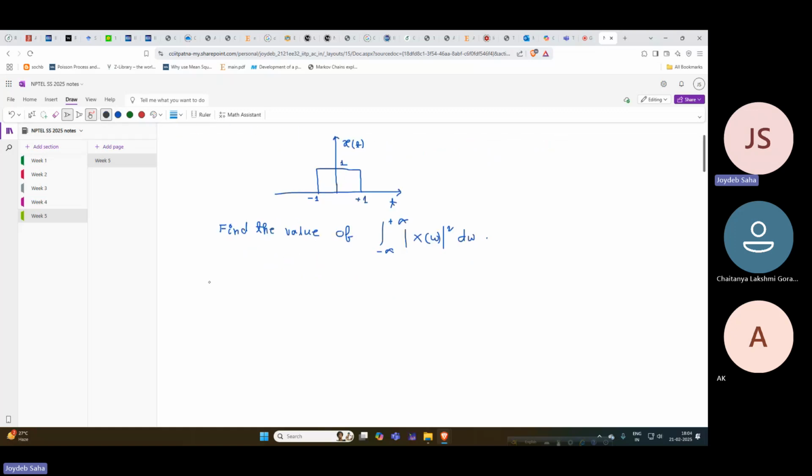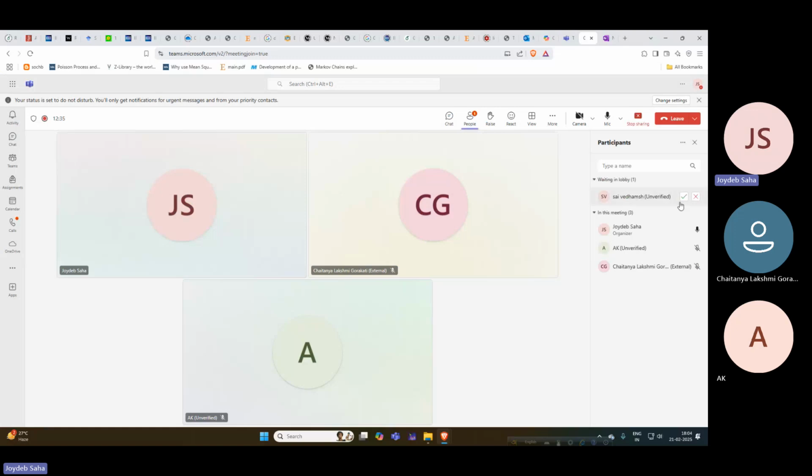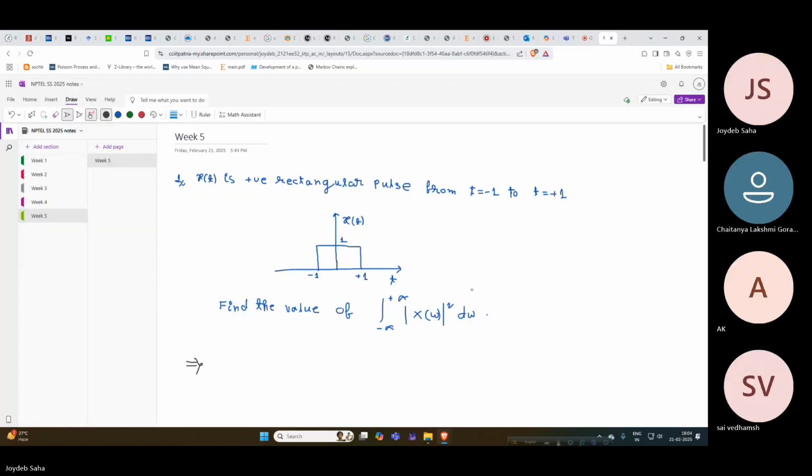Okay, so this is our question. First, we have to understand the question very closely. Look, x(t) is given. It is a positive rectangular pulse whose value is 1 from t = -1 to t = +1, right? Now we have to find the value of the integral from -infinity to +infinity of |X(omega)| squared d omega. Now, what is |X(omega)| squared d omega? X(omega) is the Fourier transform of x(t).